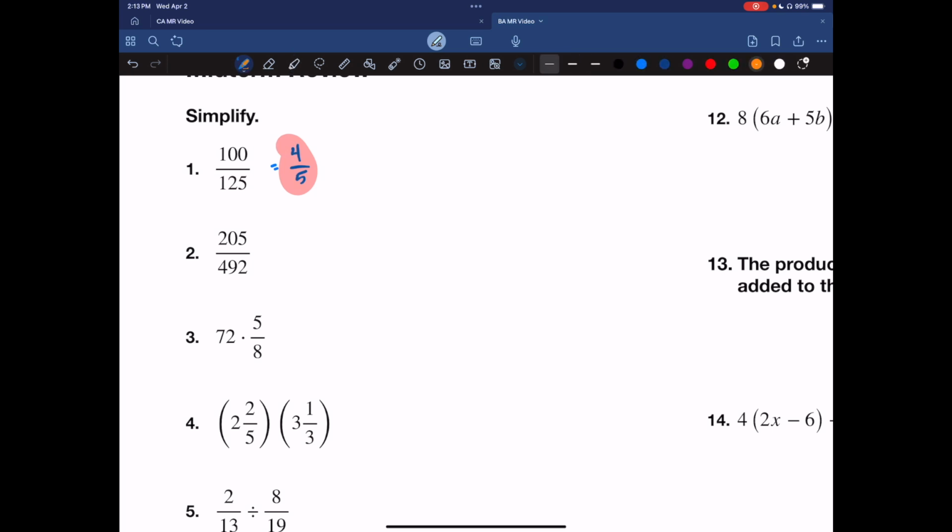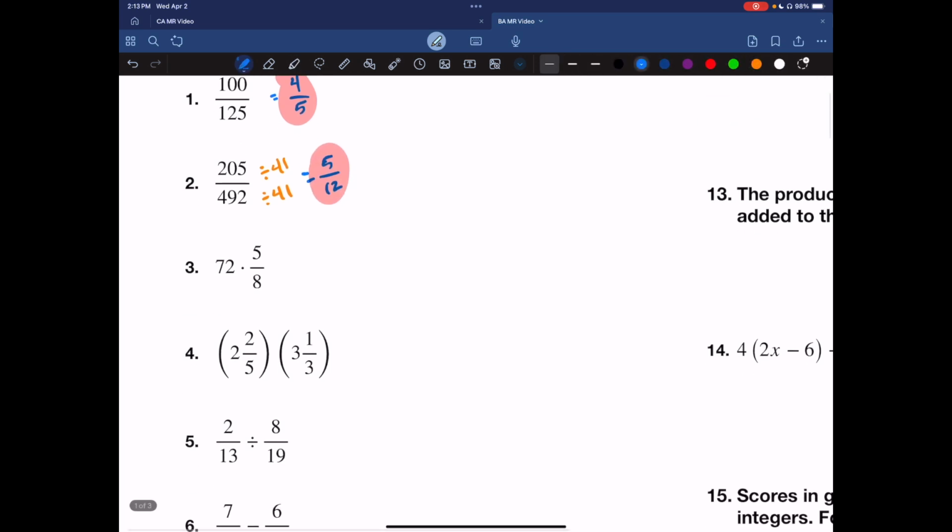Now, on number 2, it's a little less common, and you can use your calculator to help you with this. All right, I don't want a decimal, I want a reduced fraction. So if you need help with how to get your calculator to give that to you, reach out to me and we can get that set up. All right, but here, I can tell you that 41 goes into both of these. So I'm going to divide each one by 41, and we're going to get 5 over 12 for my answer.